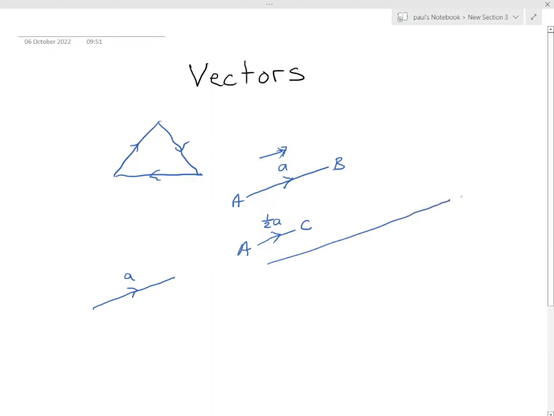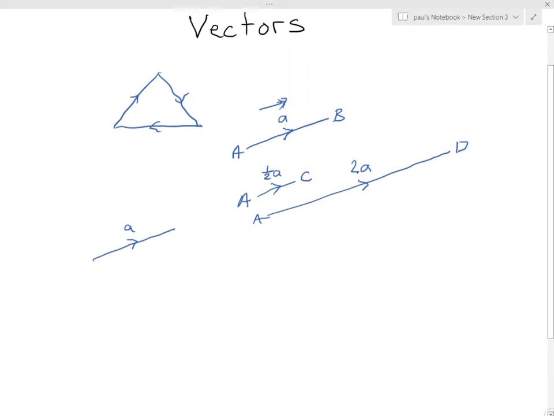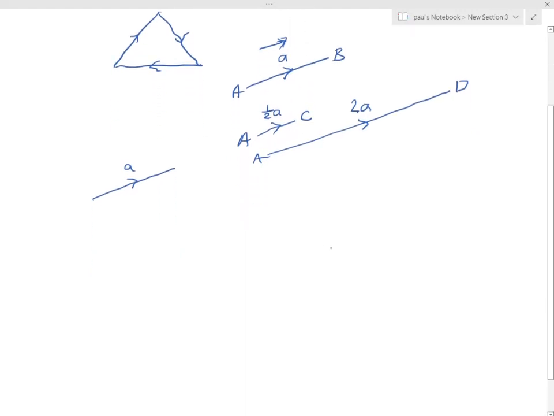And if we have a vector that is twice as long as the original a and we go that direction, then that will be 2a. So all the vectors go in the same direction, they're going the same way, and they're different lengths. So you can go up the vector, but you can also go back down the vector.